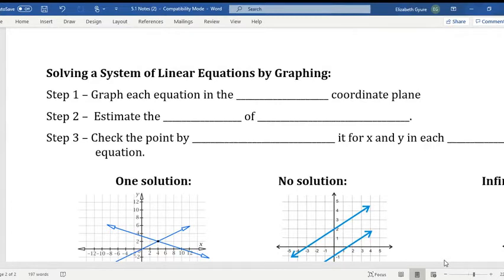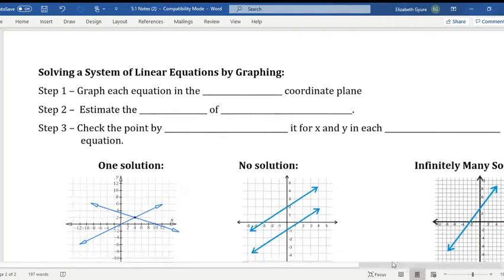Solving a system of linear equations by graphing. So this is going to be our first strategy. We're going to learn 3 strategies this chapter: graphing, substitution, and elimination. We start with graphing, so make sure you have a straight edge or something. So we have 3 steps.